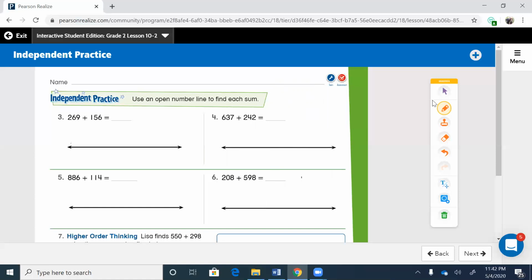Okay. Number 5, 886 plus 114. 886 is the biggest number. Oh, thank goodness they're giving us a smaller number to work with. I'll have enough space now, 114. All right, start with the hundreds. There's 1. So we're going to make a jump of 100. 8 and 1 is 9.